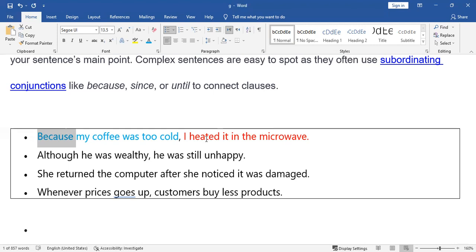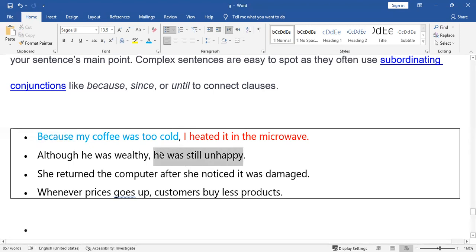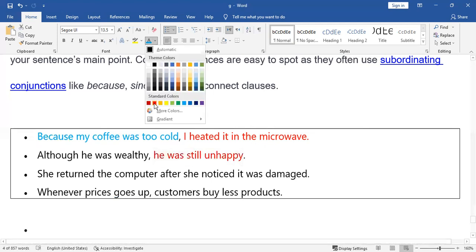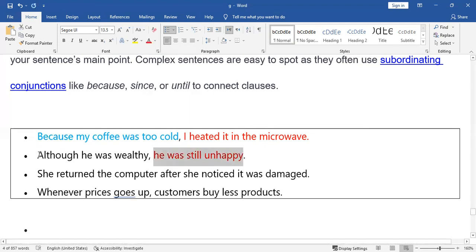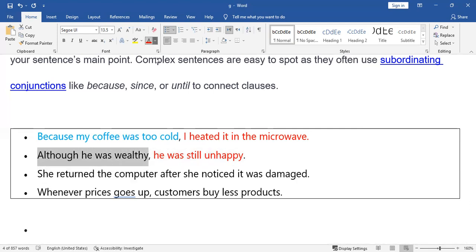Although he was wealthy, he was still unhappy. يبقى برضو هنا عندي main clause اللي هي he was still unhappy. This is the main clause. And I have also a dependent clause اللي هي although he was wealthy. يبقى سهل جدا ان انا اعرفها لان هي فيها subordinating conjunction. فانا عرفتها من subordinating conjunction.